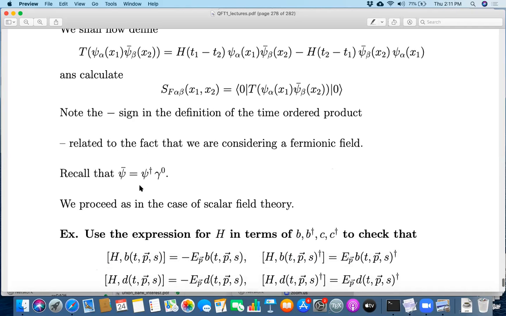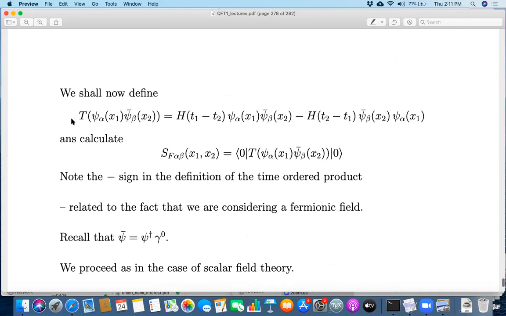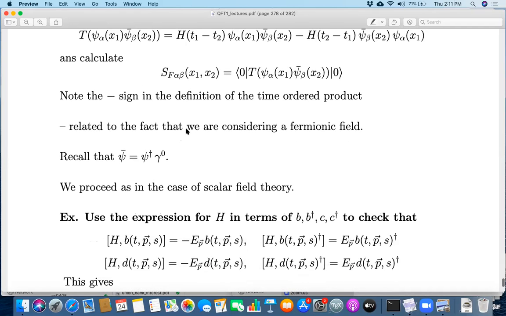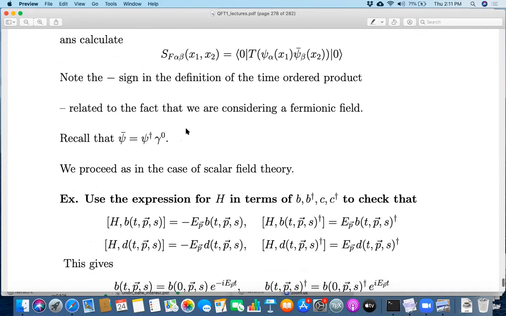Okay, so this is what I have said here. This is something you should keep in mind. Now the calculation of this will proceed as in the case of scalar field theory. So let me give you the steps that you will do.